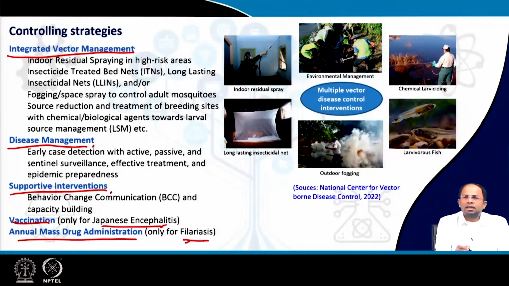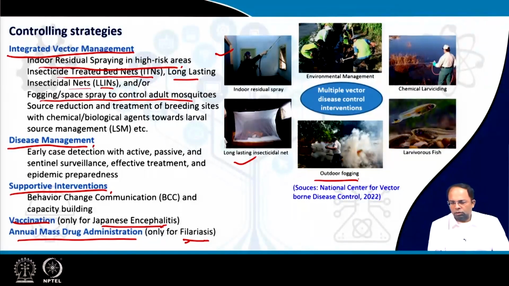So integrated vector management talks about indoor residual spraying in high risk areas. Like over here, you can see the person spraying chemicals inside the house so that it will kill the mosquitoes. Insecticide treated bed nets, ITNs, or long lasting insecticide nets, LLINs. So these are nothing but normal mosquito nets, but these are treated with chemicals. Then fogging and space spray to control adult mosquitoes.